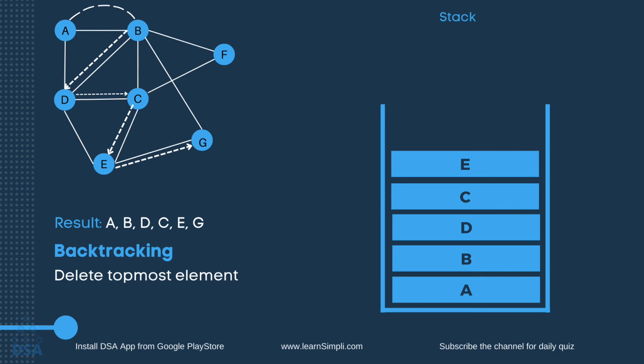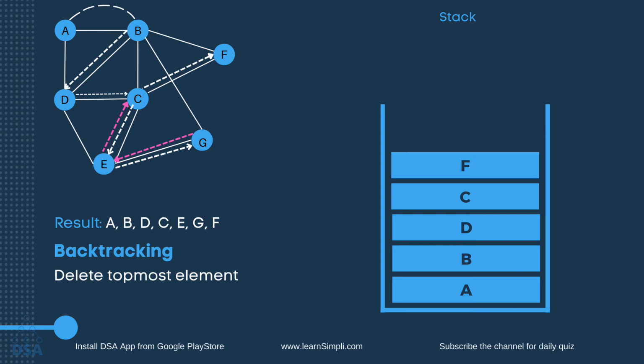Now the topmost element is E. We are backtracking from G to E. Check if E has any unvisited adjacent vertices. It does not have any unvisited adjacent vertices. So pop out E and backtrack to C. Now check with C if it has any unvisited vertices. Yes, we have one unvisited adjacent vertex to C, that is F. So traverse from C to F. Insert F in the stack and print the result.